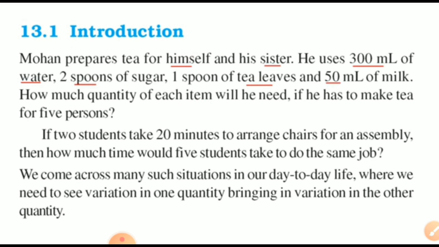We have to check, when one thing is increasing, what happens to the other thing. Comparing quantities, we have to check the proportions. How much measurement is required? For 2 persons this much is required. Then what about 5 persons?